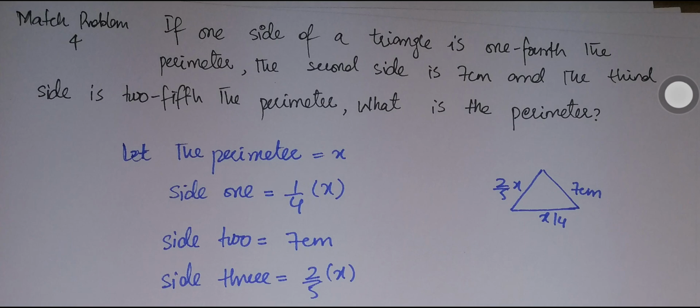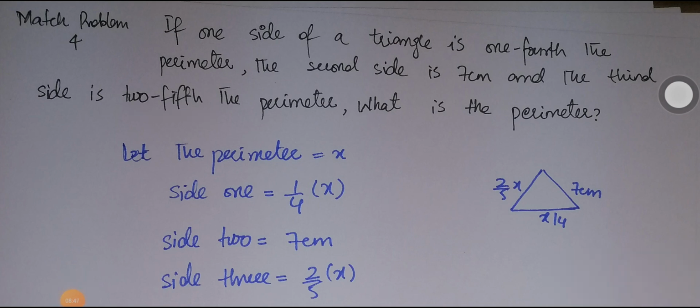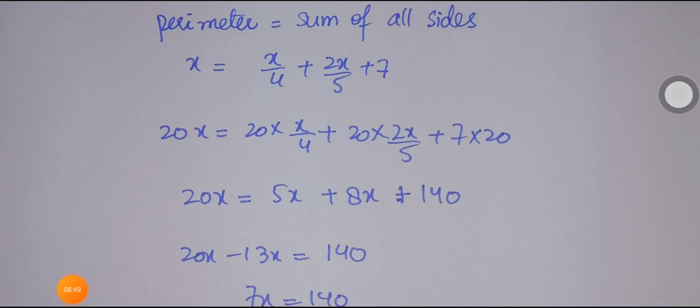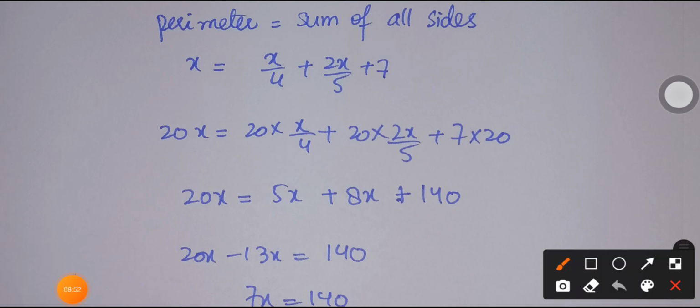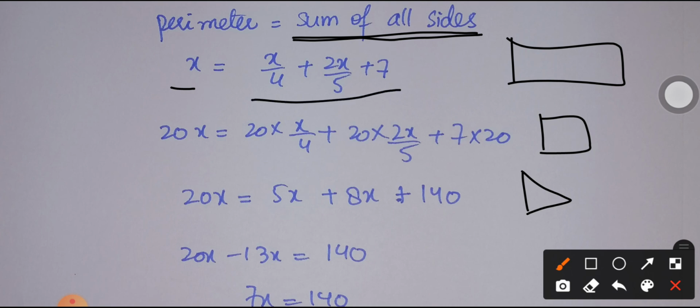Now the third side is 2/5 the perimeter. 2/5 the perimeter means 2 by 5 of x. Now we know that perimeter is simply the sum of all sides, that is if we have a rectangle I will add all the 4 sides, if we have a square I will add the 4 sides, if we have a triangle I'm going to add the 3 sides. So the perimeter is the sum of all sides, so the perimeter is x, and the 3 sides are 1 by 4 into x plus 2 by 5 into x plus 7. So here I have added all the 3 sides.